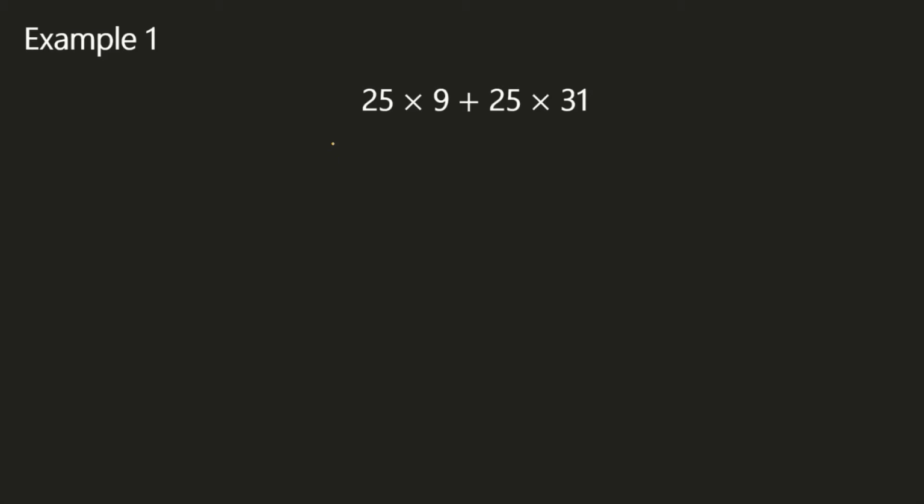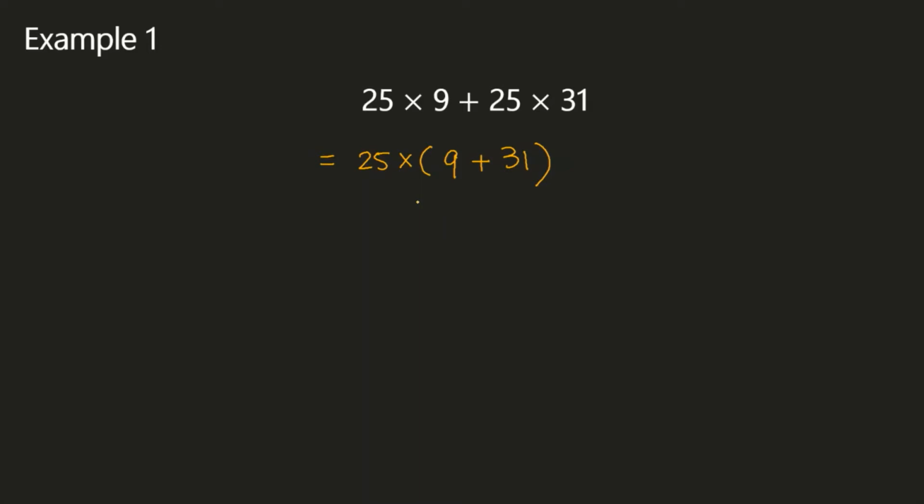So in this problem, you probably saw that we have the product of two multiplications added together, and the number 25 is common in both. So we're going to factor the 25 out. And this gives us 25 times parentheses, and we're going to group the non-common terms together. And the non-common ones are 9 and 31. We carry over the original sign. So it becomes 25 times parentheses 9 plus 31 close parentheses.